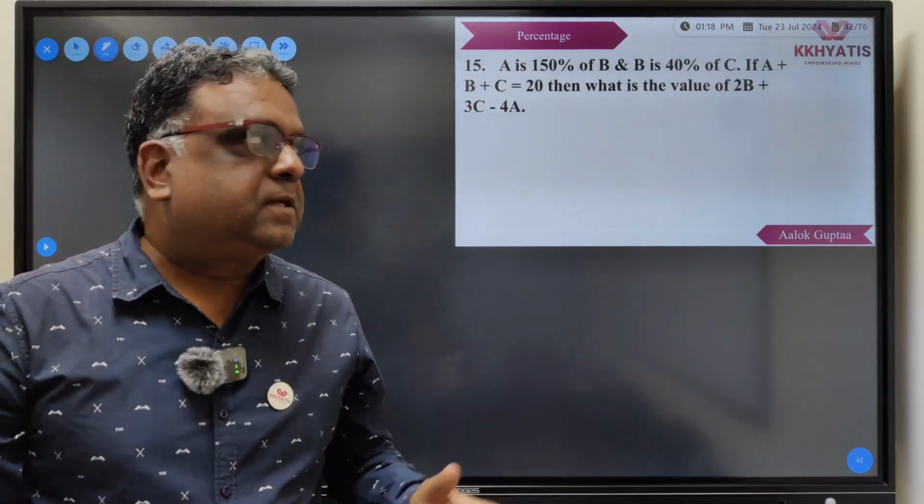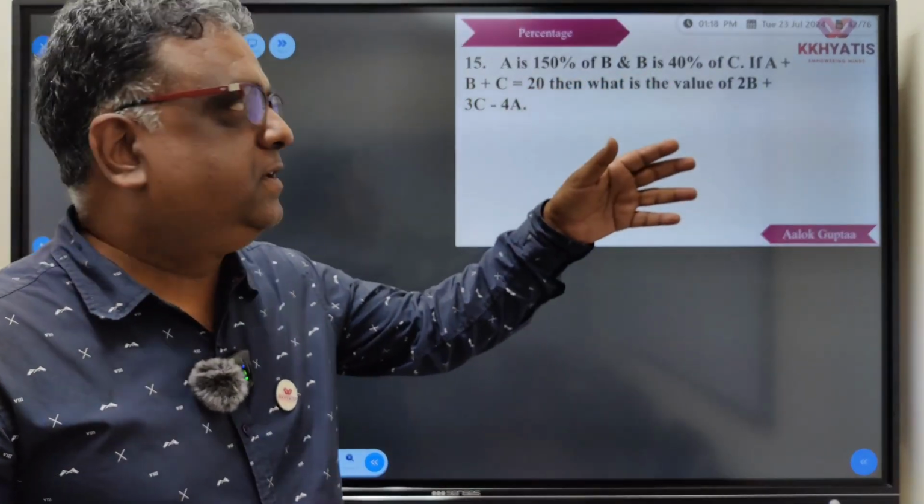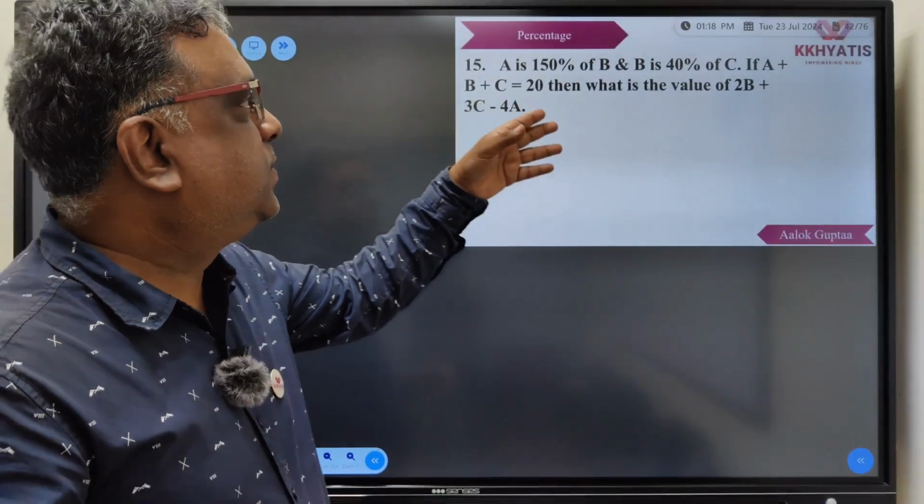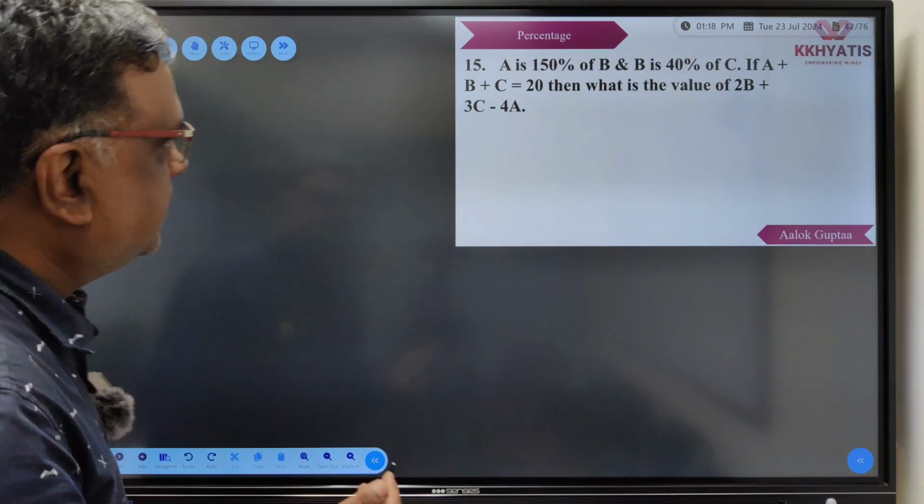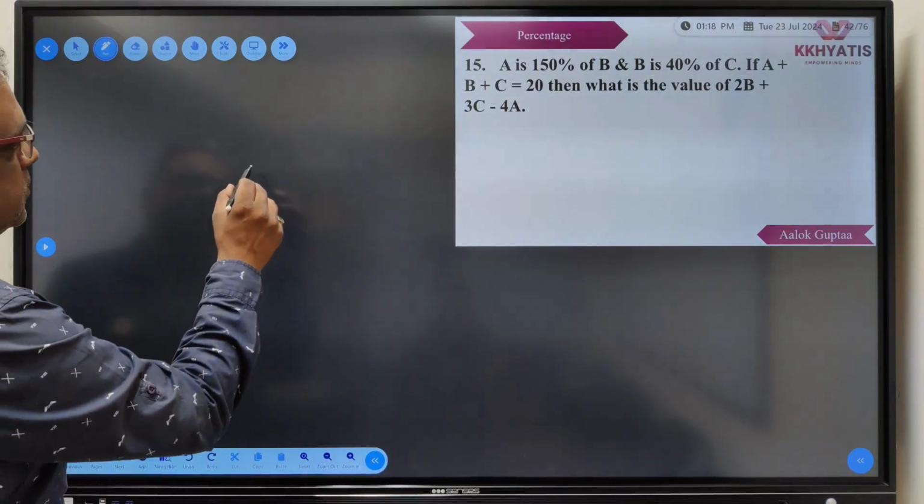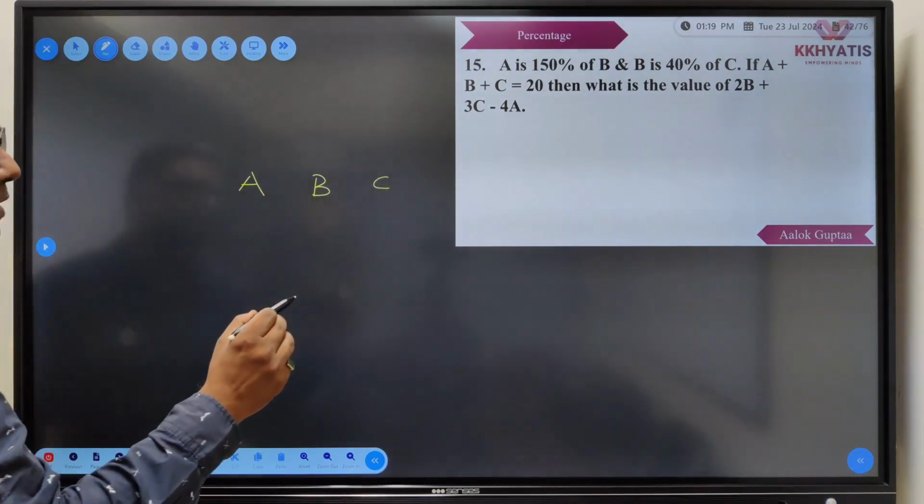Okay. So next sum goes like A is 150% of B and B is 40% of C. If A plus B plus C is 20, then what is the value of 2B plus 3C minus 4A? Okay. Let us figure that out. So let me write A, B and C.